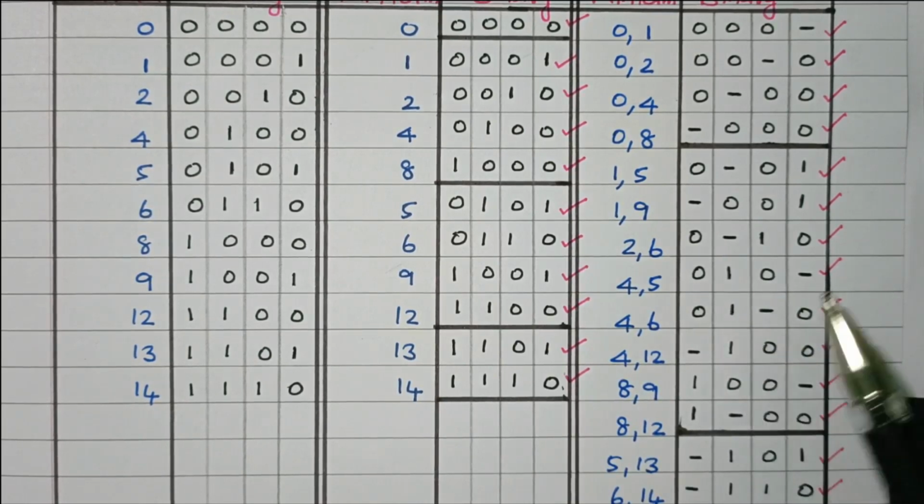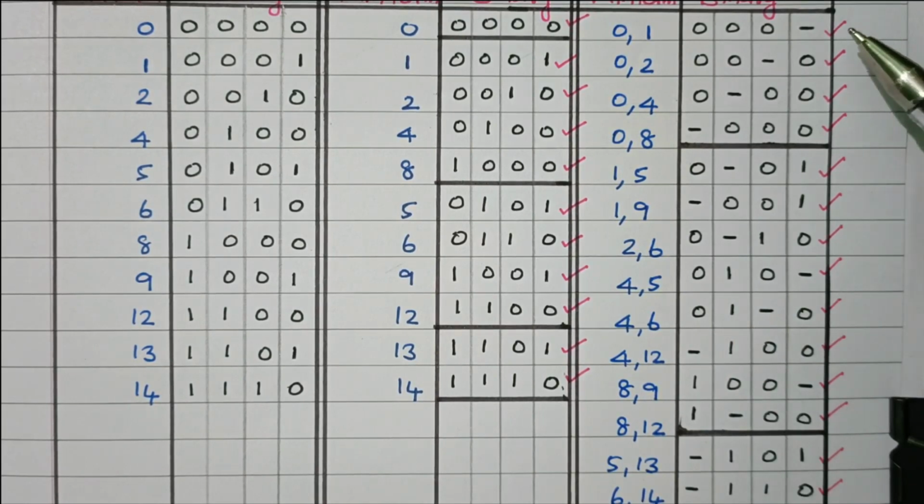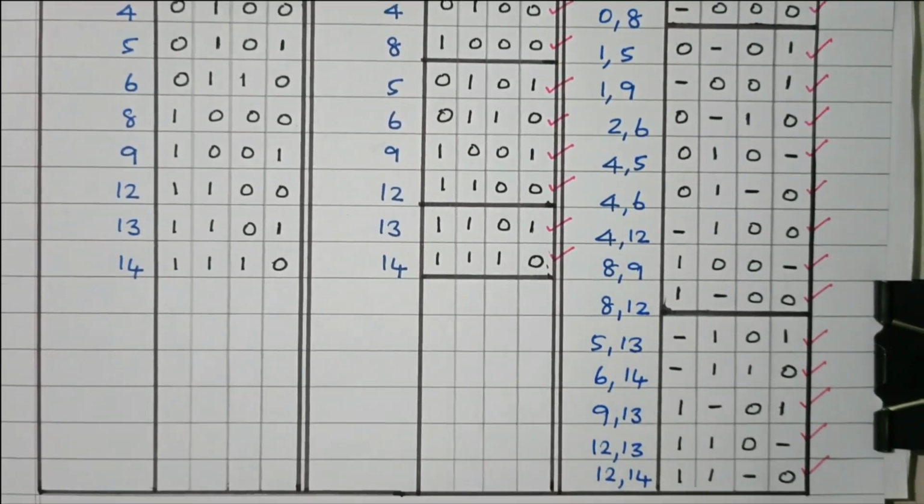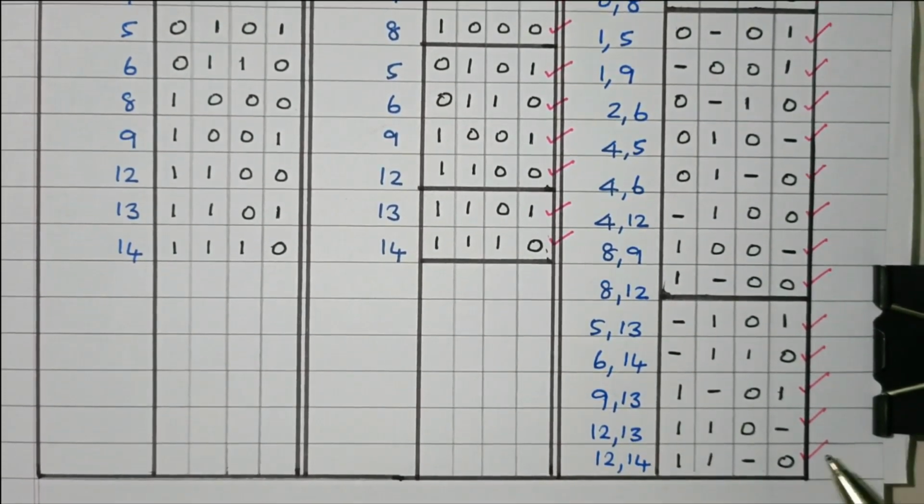After column D, we have to verify whether all terms are covered in column D. We have to put the tick mark. Here also all terms are covered. In column D, all terms are available. So we will put the tick mark. Right. Now we'll go to the column D.